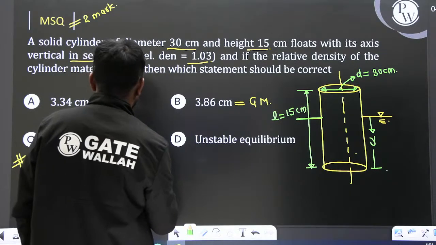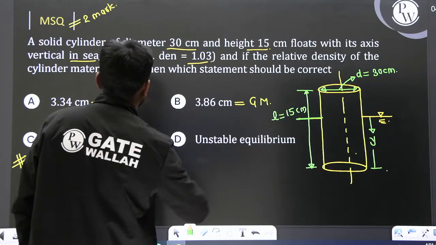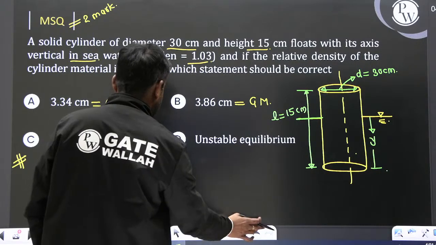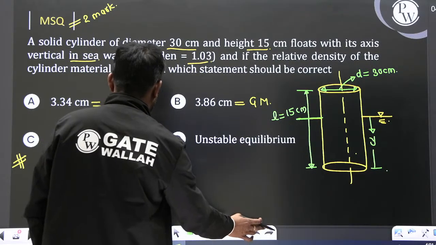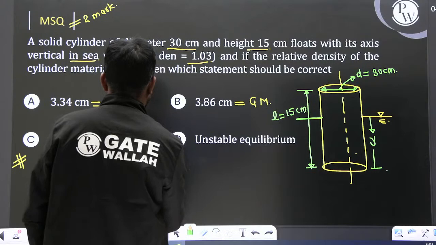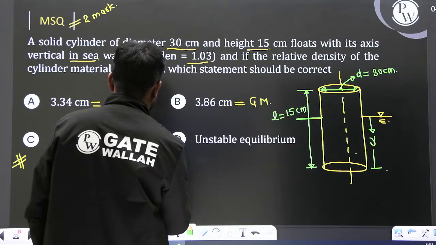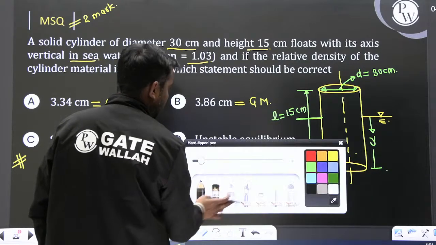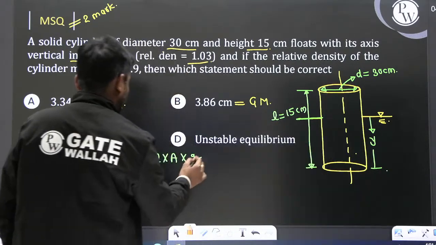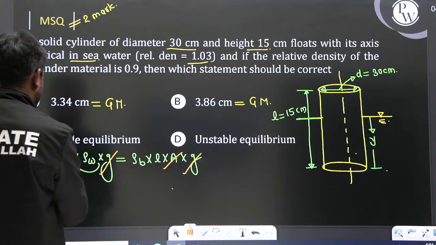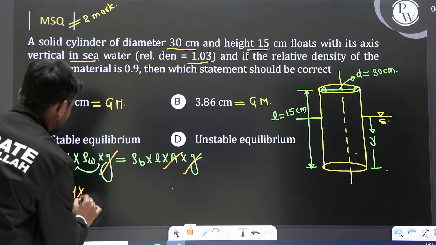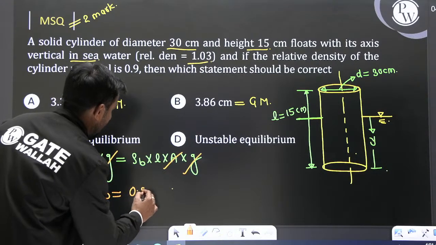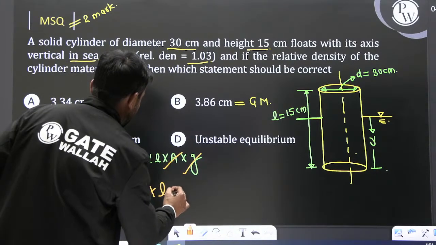The relative density of the body is given as 0.9, so the weight is the density of the body multiplied by length multiplied by area multiplied by g. The area and g will get cancelled out. So Y multiplied by 1.03 equals the relative density, 0.9, multiplied by L.